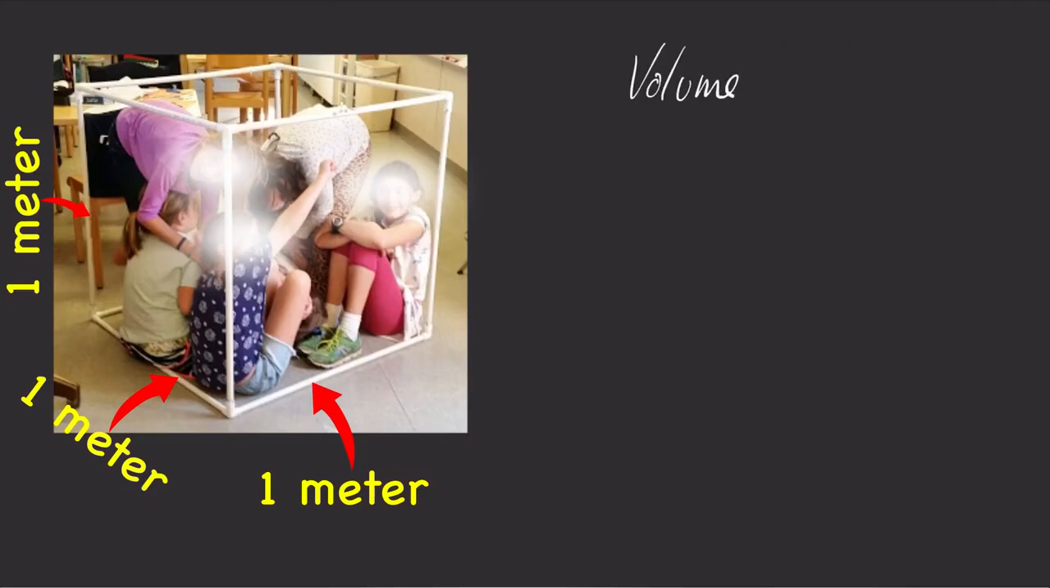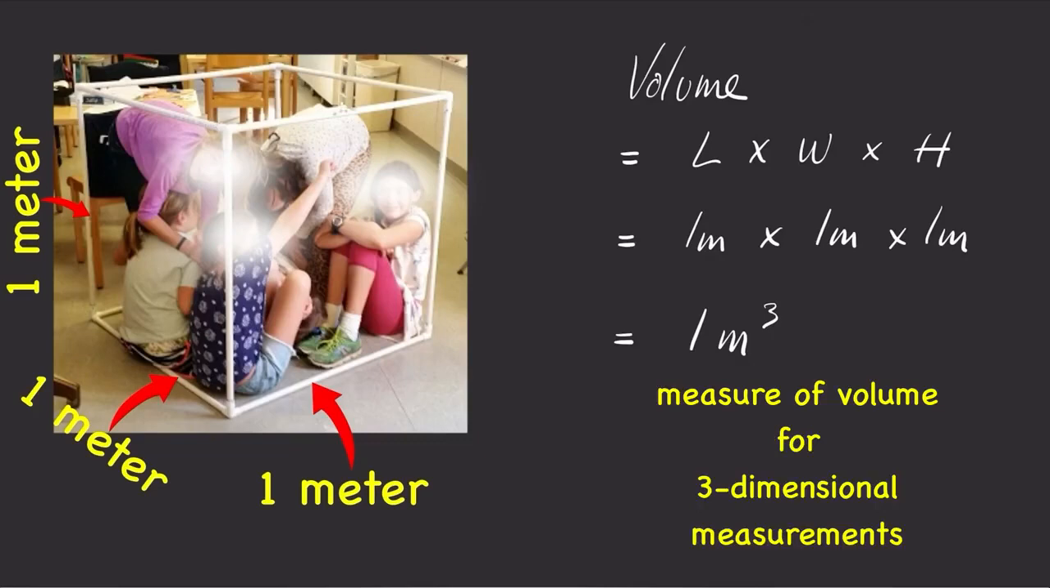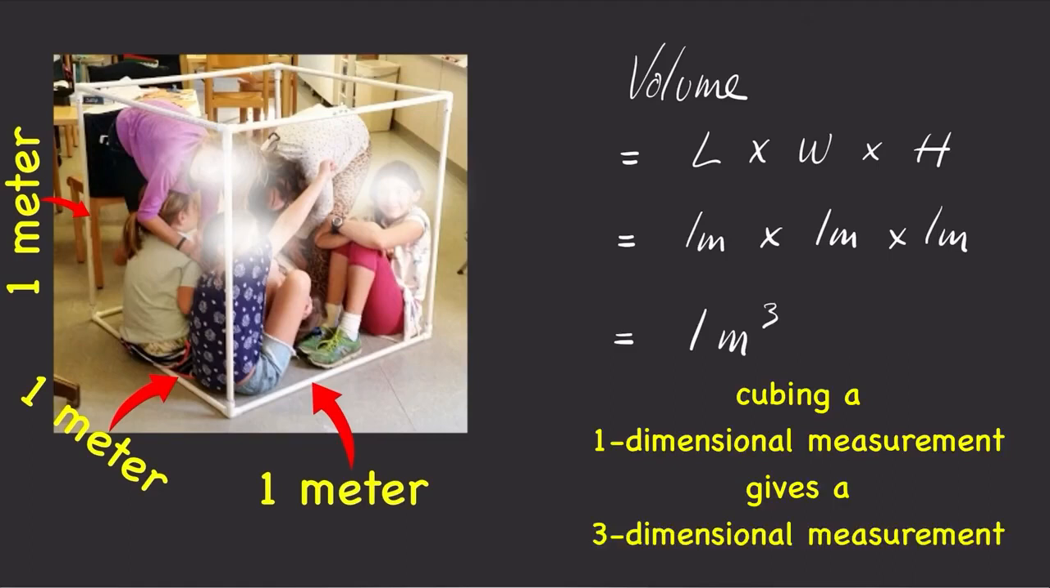Here are 5 fifth graders hanging out in a cube, where the width is 1 meter, the length is 1 meter, and the height is also 1 meter. Length times width times height is 1 meter times 1 meter times 1 meter. So this cube has a volume of 1 cubic meter. 1 cubic meter is a measure of volume for three-dimensional measurements. Notice that cubing a one-dimensional measurement will give us a three-dimensional measurement.